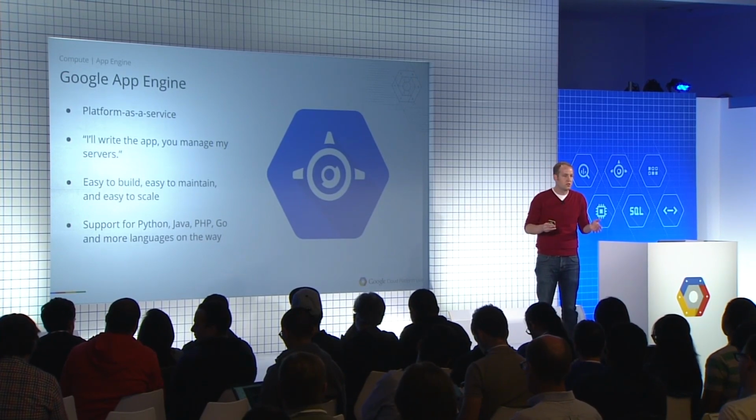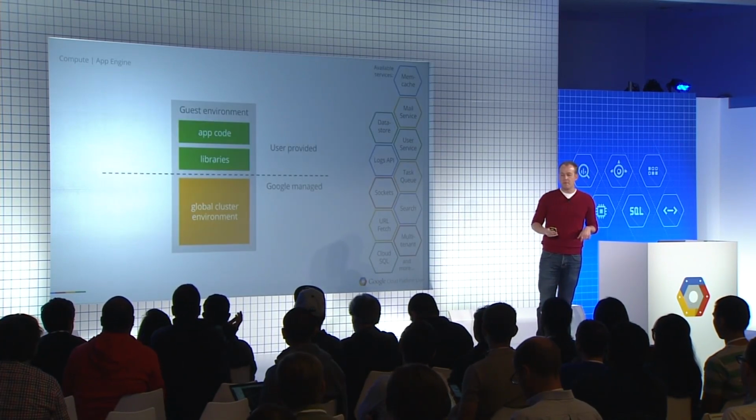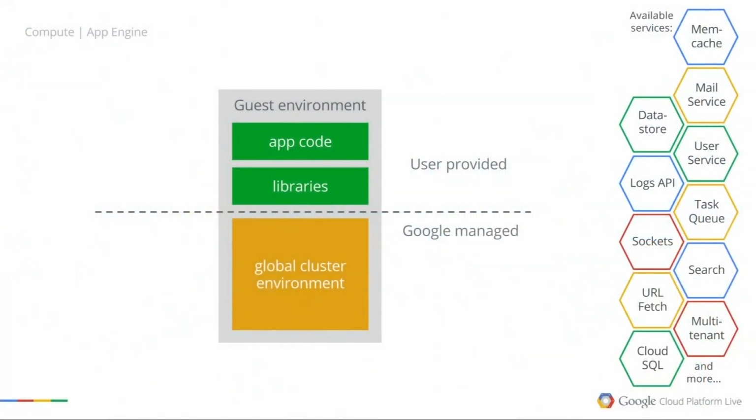Now, because of this functionality like we provide out of the box, there are some constraints that live with that. And we do support several popular programming languages like Python, Java, PHP, and Go, and we're adding more along the way. But if you look under the hood a little bit more about what's going on with App Engine, as I mentioned, all of this global cluster management is done inside of Google. It's running on our containers internally, and we give you a sandbox environment for you to run your application. So you really only need to worry about the app code and libraries.